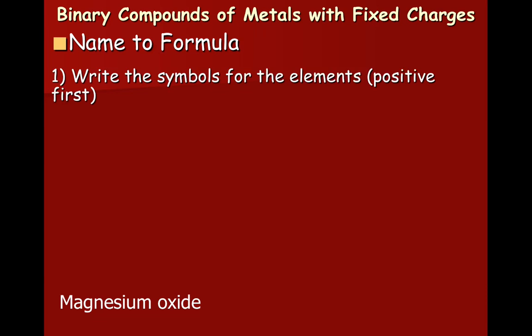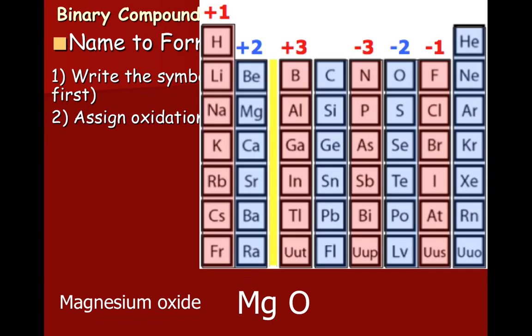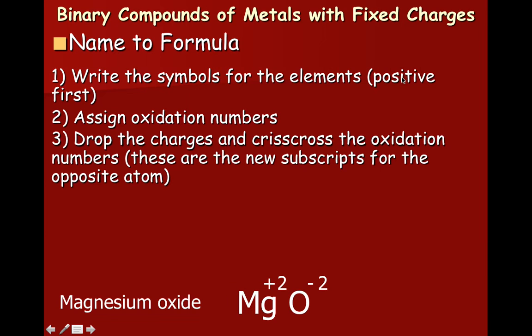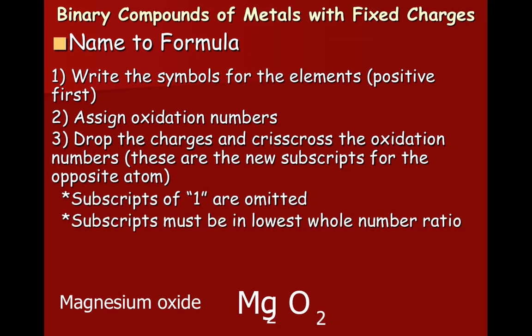Magnesium oxide. Magnesium is Mg, oxide is oxygen. Assign your oxidation numbers. There's my magnesium, so magnesium is +2. Here's my oxygen over here, -2. Drop the charges, crisscross, and I get Mg2O2. You should notice that these are not the lowest ratio. A 2-to-2 ratio can reduce down to a 1-to-1, and you must reduce it down to a 1-to-1. So Mg2O2 must be reduced down to Mg1O1, which just becomes MgO. So they need to be in the lowest whole number ratio.